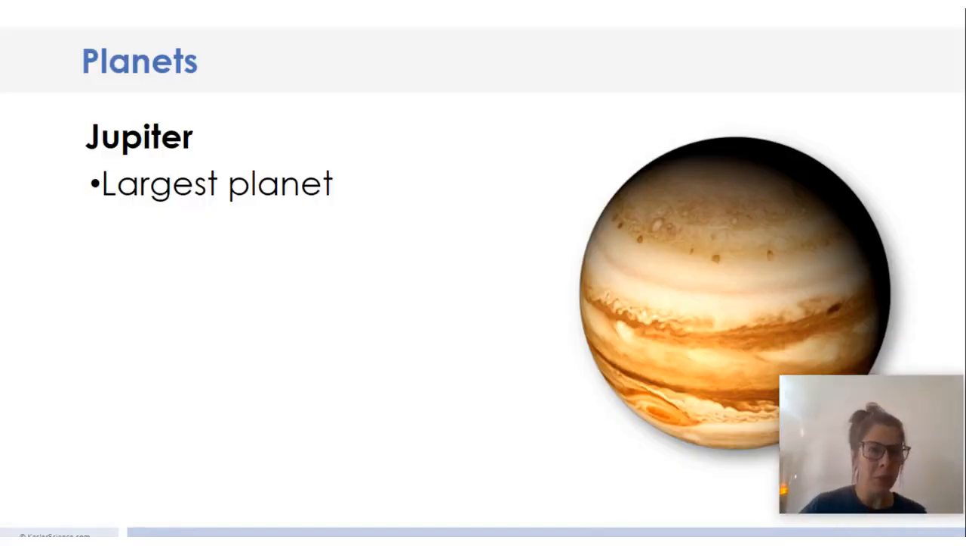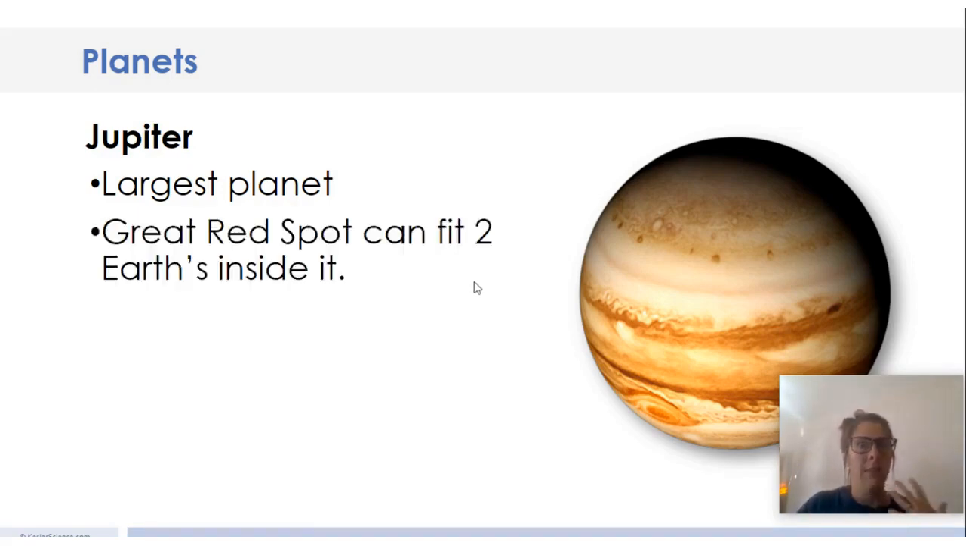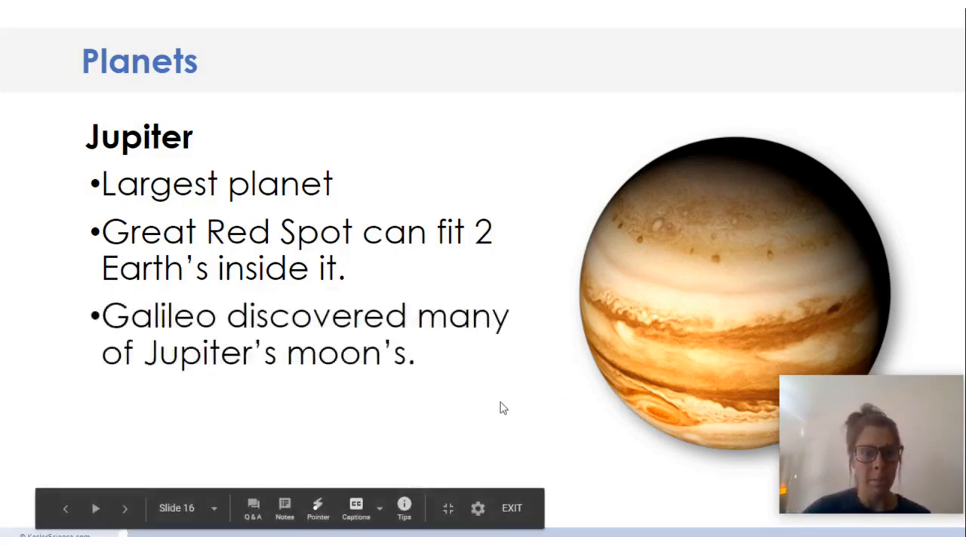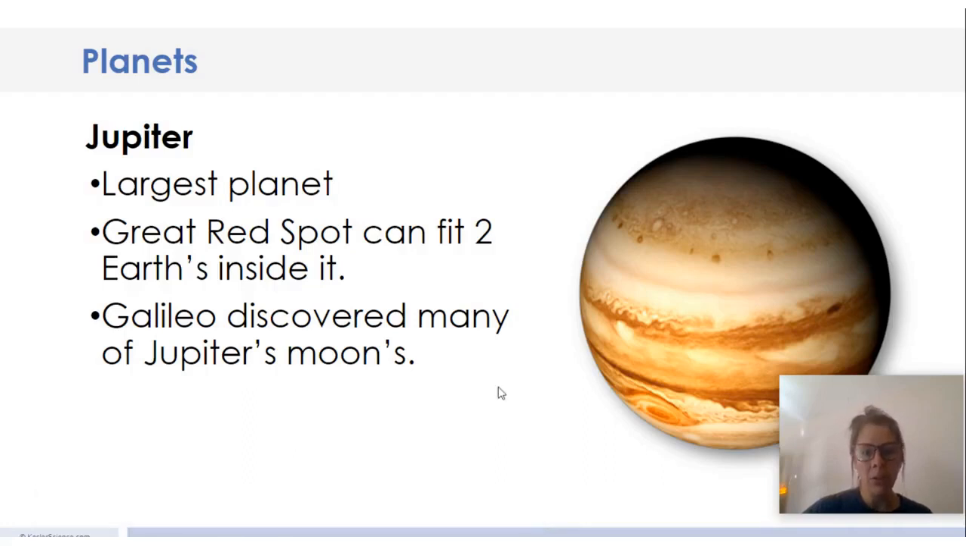So let's pretend we've traveled through the asteroid belt and we're now at Jupiter, which is our largest planet. And remember, these gas giants are spaced out, so we've been traveling a very, very long time. Most people, when I mention Jupiter, immediately think of that giant red spot. It is a storm that's occurring on Jupiter, and you could actually fit 2 Earths inside of just the storm. So Jupiter's big. Galileo also discovered that Jupiter has many, many moons.